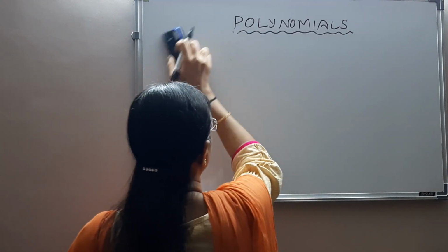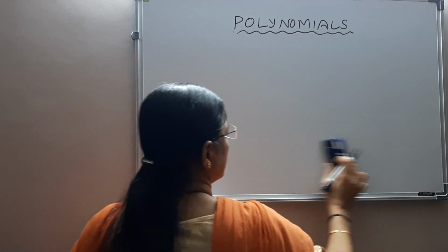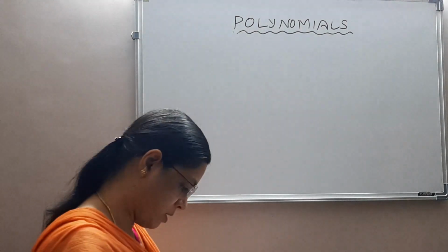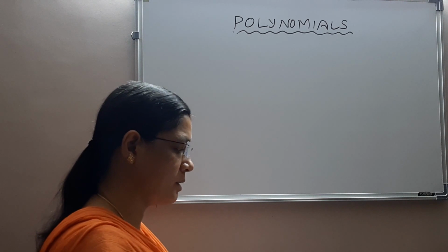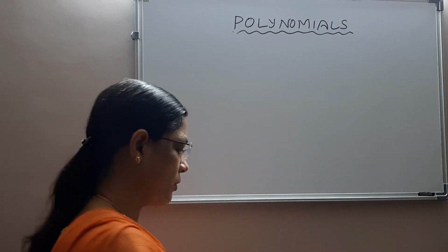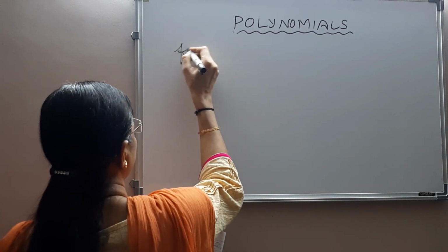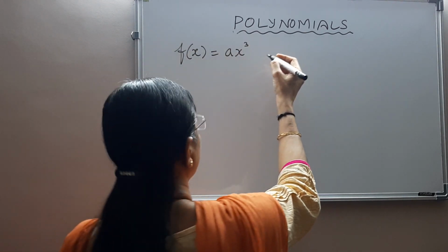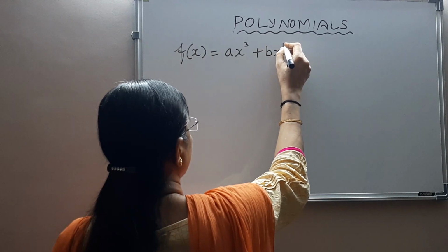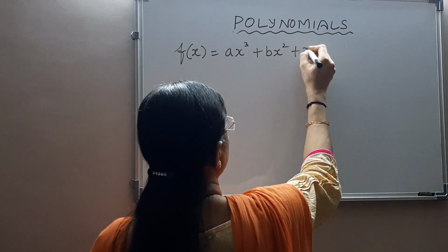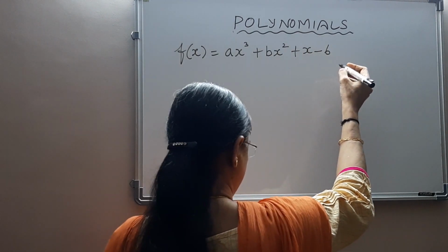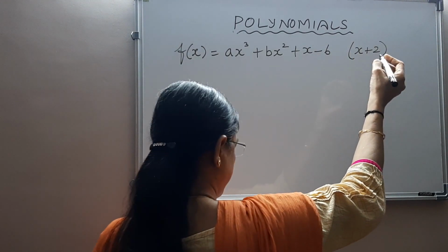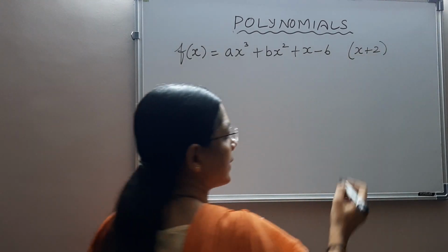Now what we are doing, all the sums we have done so far follow the remainder theorem. Okay. Now the next problem is, given a polynomial ax cube plus bx square plus x minus 6 has x plus 2 as a factor. So this is a factor, okay.